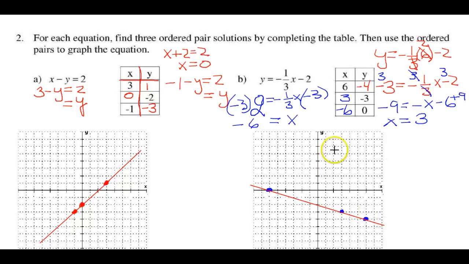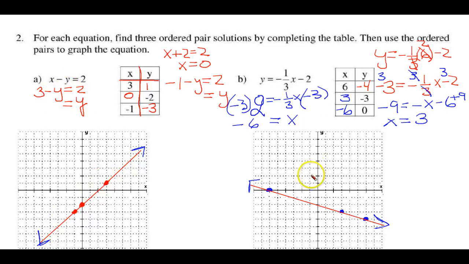Okay, now are there any other points on these lines? And the answer is yes. There's an infinite number of points along these lines. And how did we get these points? Well, we had a t-chart where we had some values. We found the other value by substituting in the equation, and these points line up along a straight line.